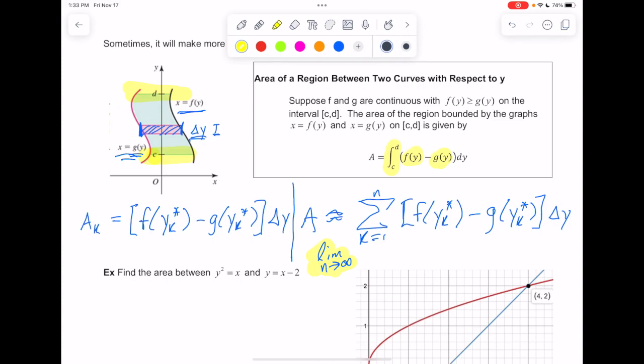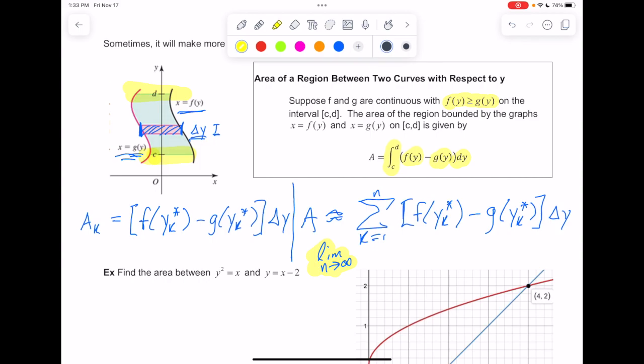side is f of y, left-hand side is g of y, and the thickness is dy. So let's go ahead and read through this box and then try that previous page example again using this method. So this is the area of a region between two curves done with respect to y instead of with respect to x. So suppose f and g are continuous with f of y greater than g of y, which is to say f of y will be on the right and g of y will be on the left. And we're working over the interval from c to d.